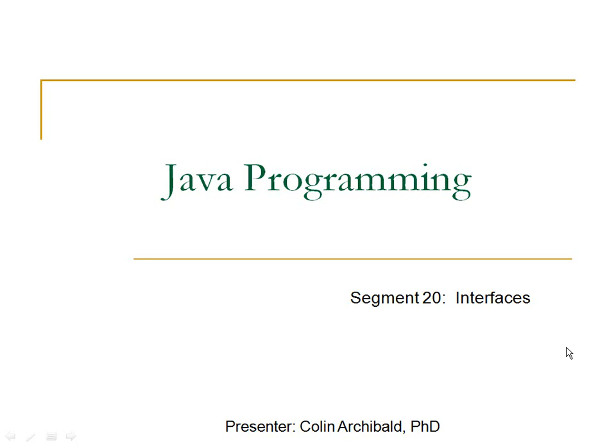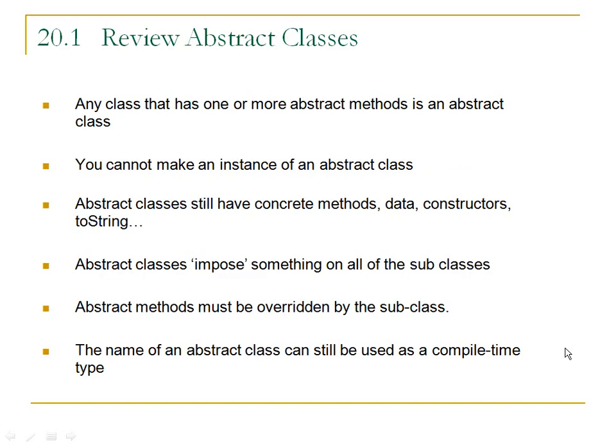It's a little bit too complicated to talk about it in the abstract, so we're going to start by reviewing what we did in the last one about abstract classes and methods, and then we'll use that to ease into how interfaces are provided as a mechanism in Java. So remember that an abstract class is a class that has one or more abstract methods.